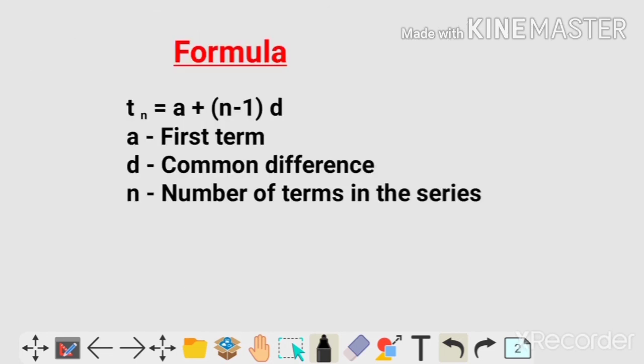I think all of you have understood how to find the nth term of an AP series using this formula. So that's it for this lesson.